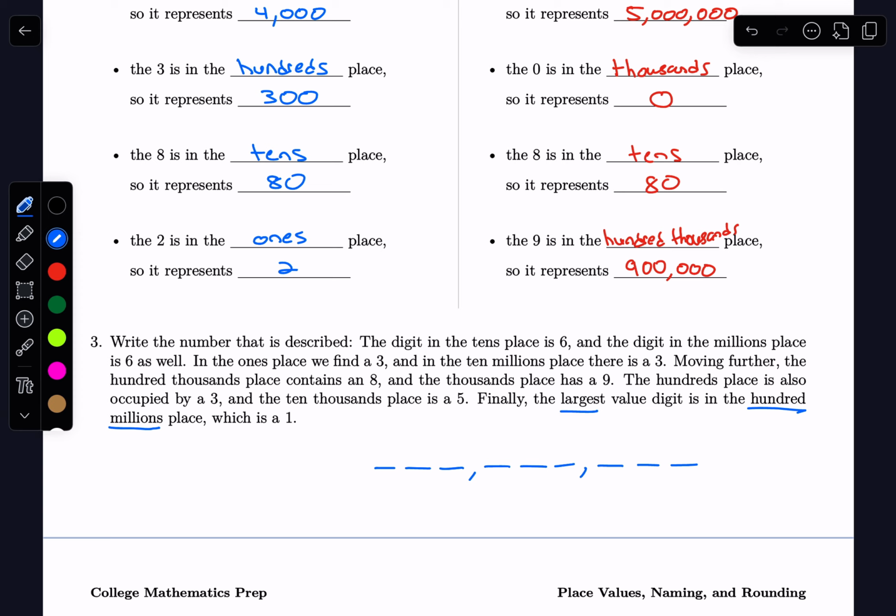And in case I didn't mention this yet, the commas are to make the number easier to read. They don't actually add any value to the number. So commas are technically unnecessary. They just make it a lot easier to read the number. All right, let's start going through this.